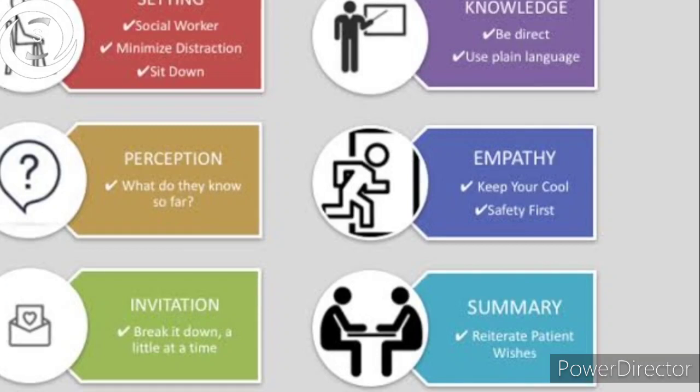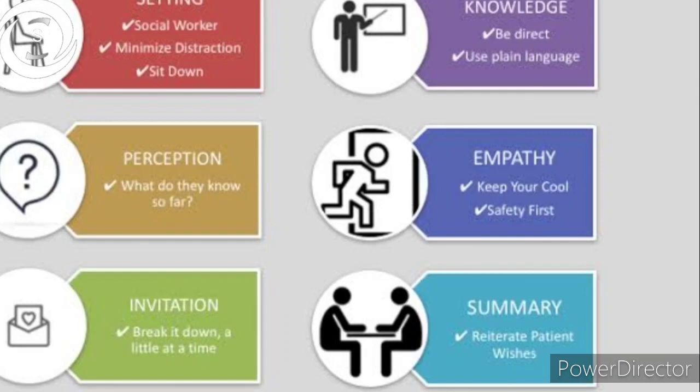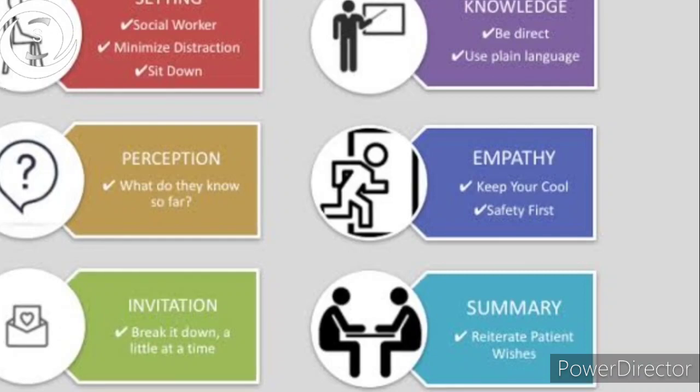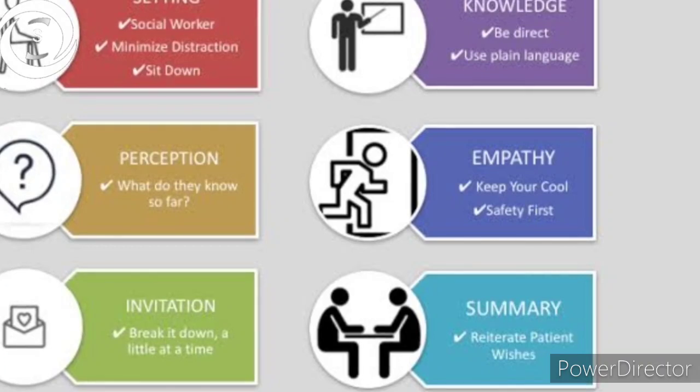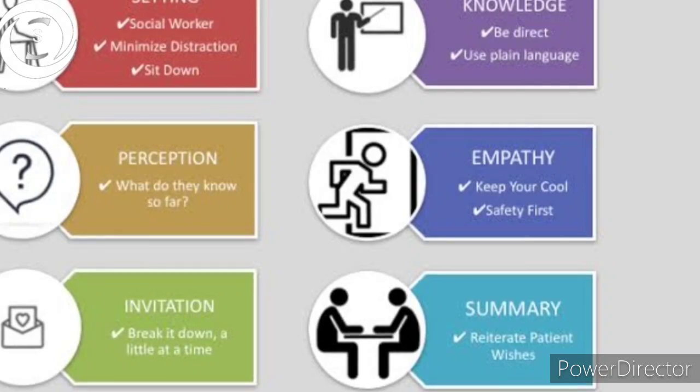Now step 6 is strategy and summary. Plan and follow through. Make a plan and tell him all the possible scenarios. Prepare him for the worst and hope for the best. So that's how you break the bad news. I hope after watching this video you will be able to answer it in exams. Thank you very much.